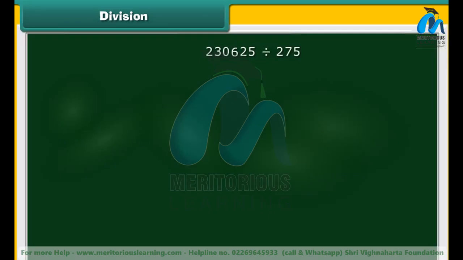Let us now learn to divide 230625 by 275. Write the two numbers down as shown. Take the first 3 digits of 230625 together. That is 230. 230 is too small to hold 275.